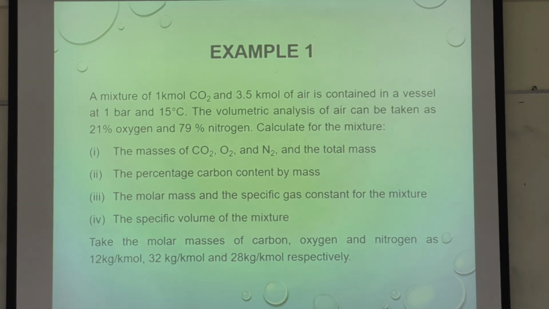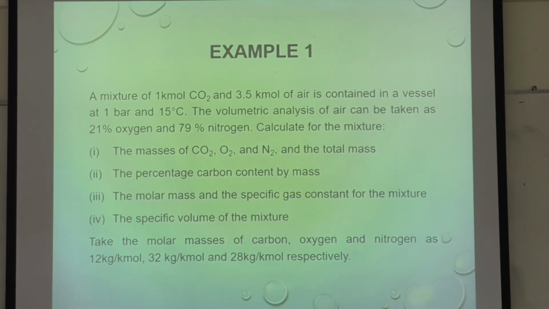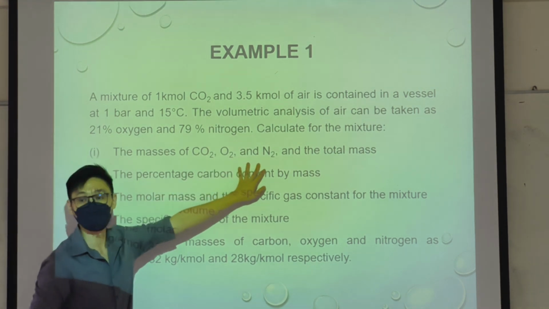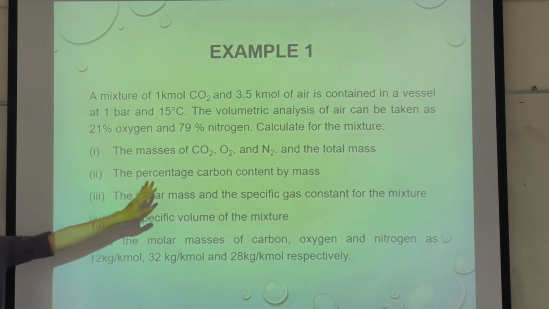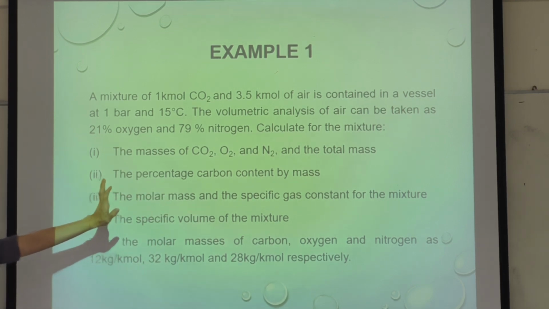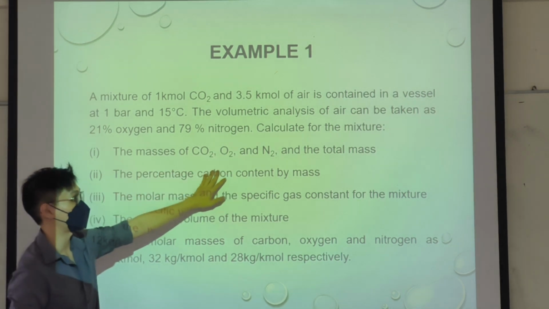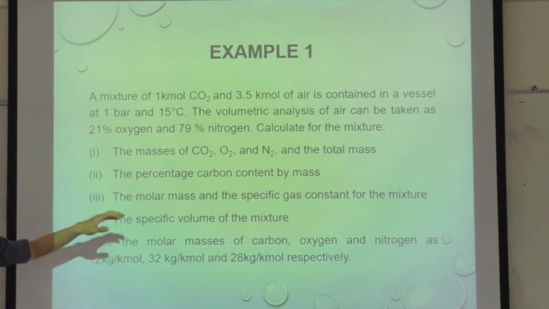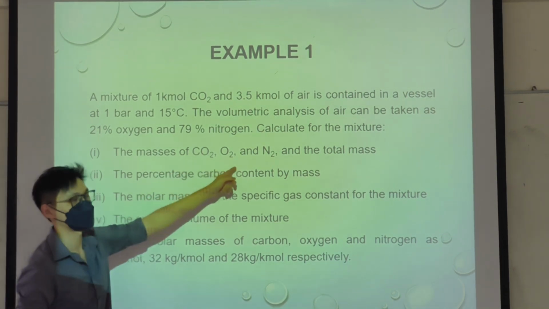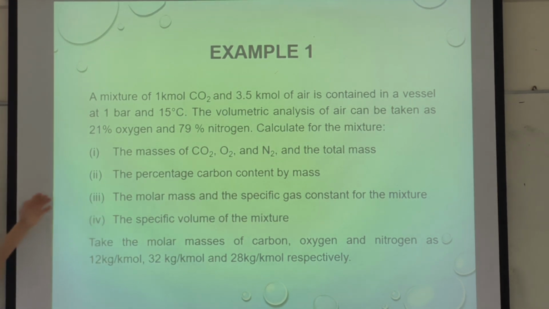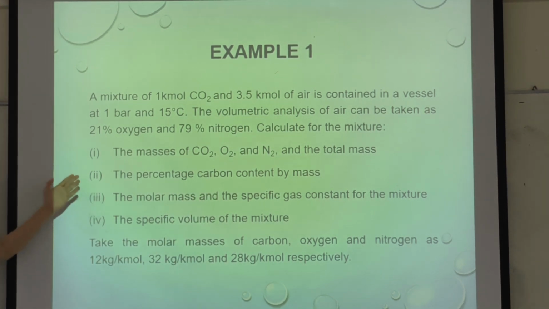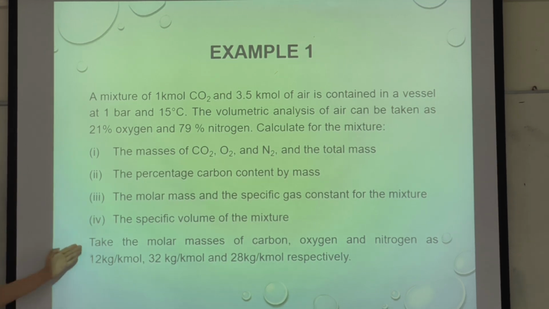This is actually quite similar to one of the examples we discussed yesterday. Here you need to calculate the respective mass for CO2, O2, and N2, and then the total mass. After that, calculate the percentage carbon content by mass. So based on this total mass, how much carbon do you have? It's not the mass fraction for carbon dioxide, oxygen, or nitrogen. It's the mass fraction of the carbon. Then the molar mass and the specific gas constant for the mixture, and the specific volume of the mixture. You are given the molar masses of carbon, oxygen, and nitrogen as well.